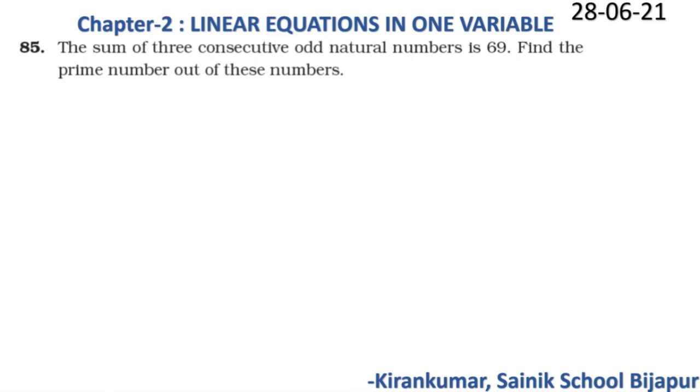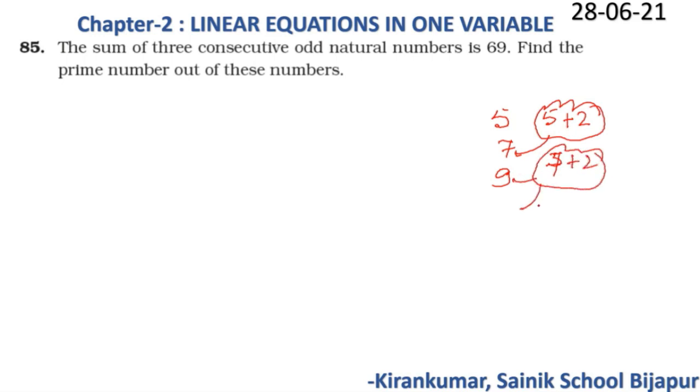Before we solve this, suppose I consider 5 to be one of the odd natural numbers, the next odd number is 7. The next odd number is 9. How do I get these next odd numbers? I get the second odd number by adding 2. I get the next odd number by adding 2 to 7. Hence the next will be 9 plus 2, which is 11.